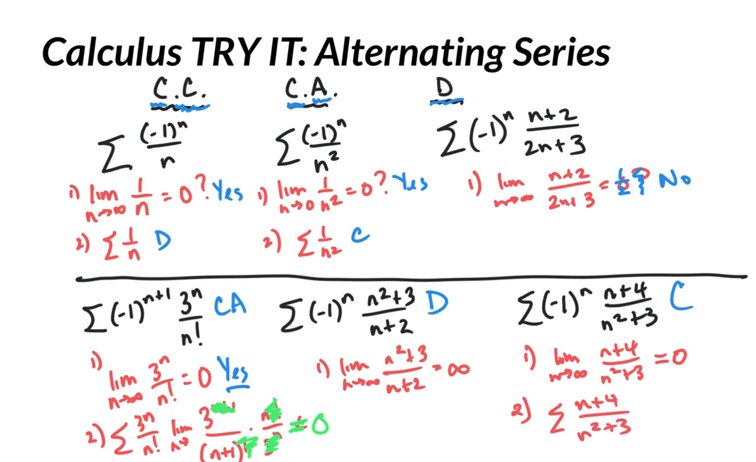I would do limit comparison here to 1 over n, which is divergent. So this converges, but only conditionally.